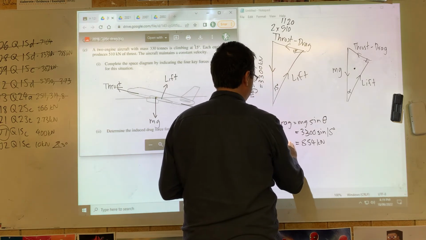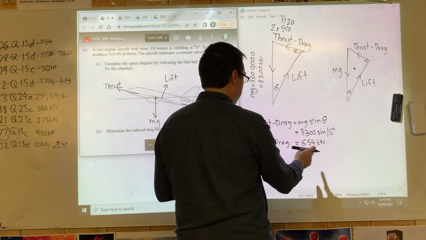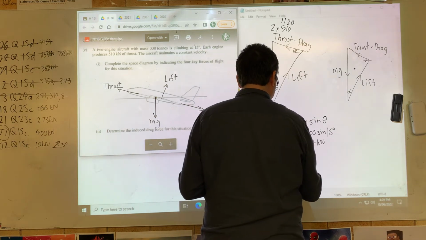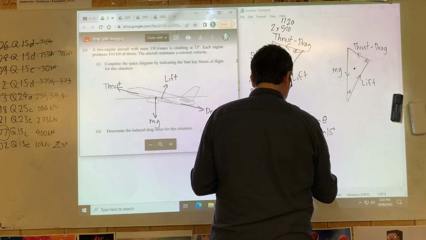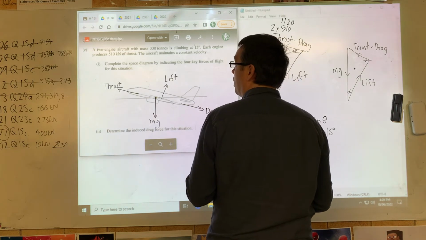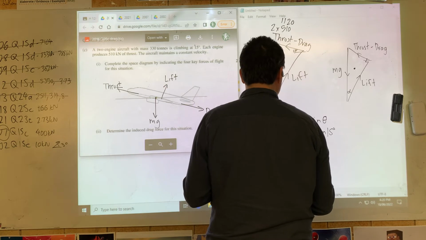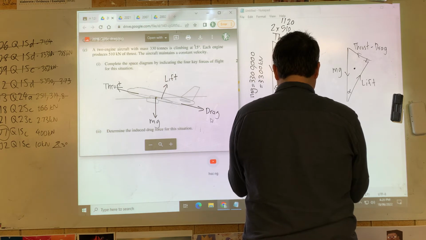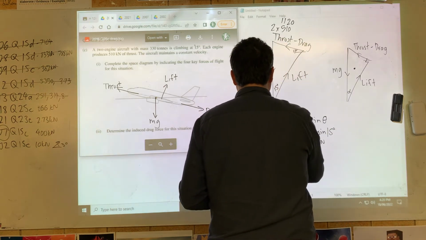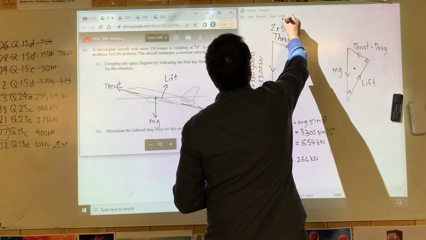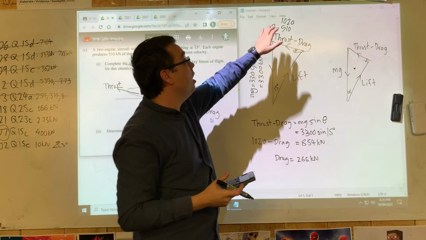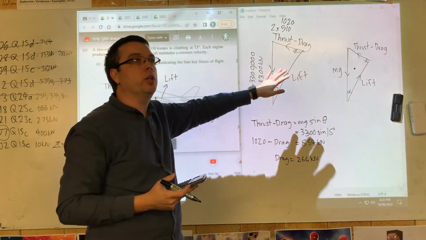1120 minus drag. So it's this number minus something equals drag. So if we go 1120 minus... Oh, there we go, look at that. I made a clerical error, but I probably would still have got full marks because I've shown very clearly where that clerical error has come from.